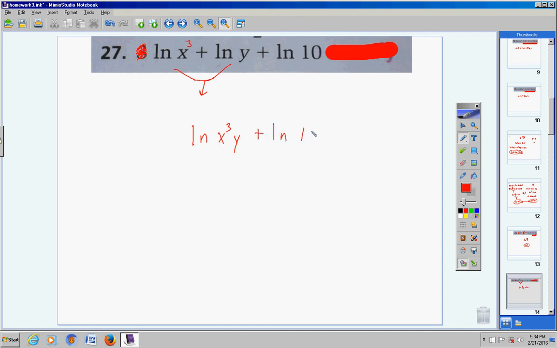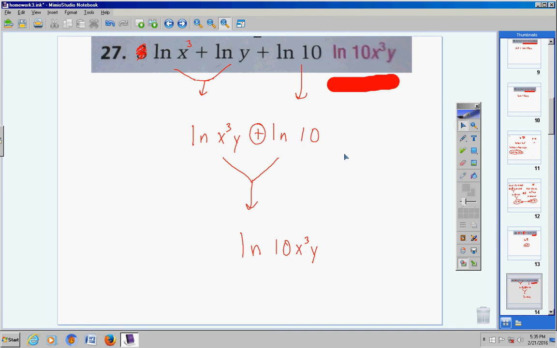Natural logarithm of 10. Now, do these two logarithms have the same base? Yes, they do. Do they have a number to the left? No, they don't. So we are ready to go ahead and combine these two logarithms into one logarithm. The two logarithms are adding, so we're going to multiply their two arguments. x cubed y times 10 would be 10x cubed y. And there we go. Okay?